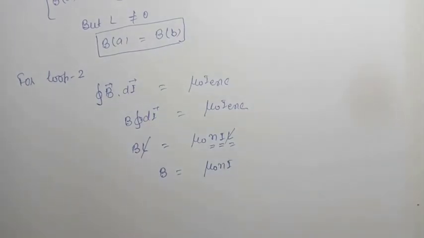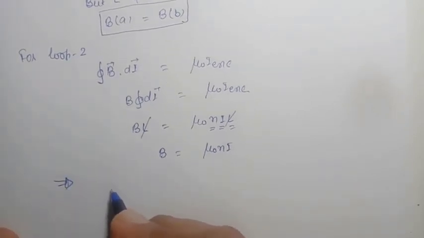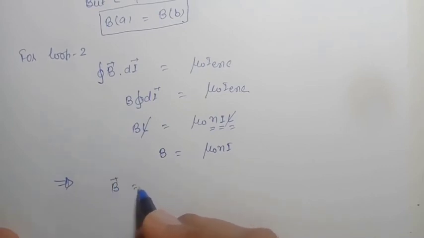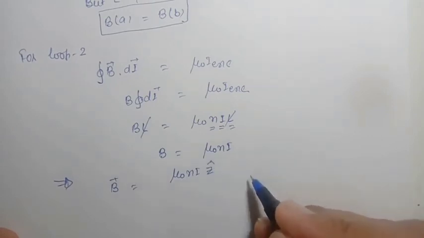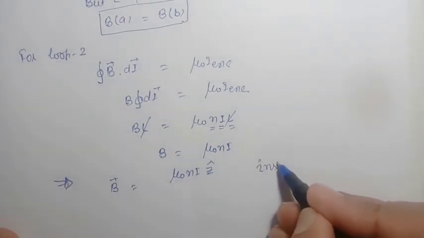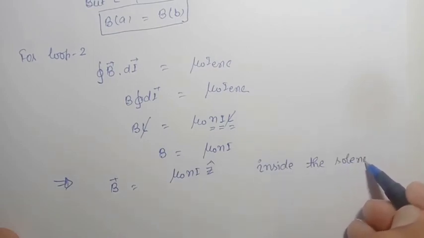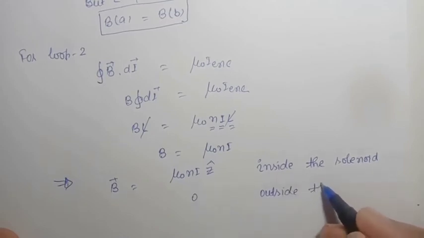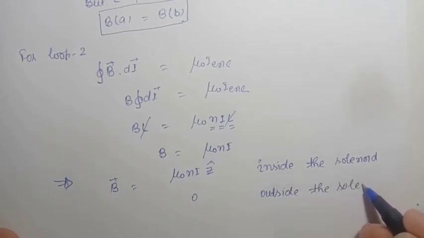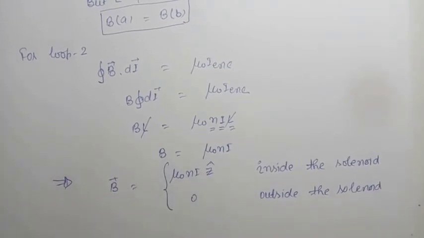Okay, or finally we can write this B equals mu naught N I Z cap for inside the solenoid, and this equals 0 for outside the solenoid. Okay, thank you.